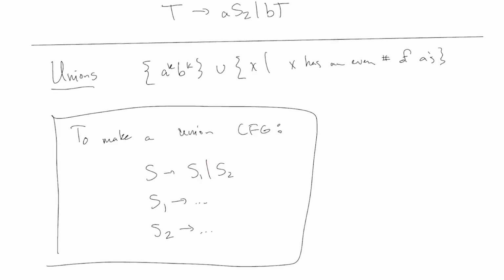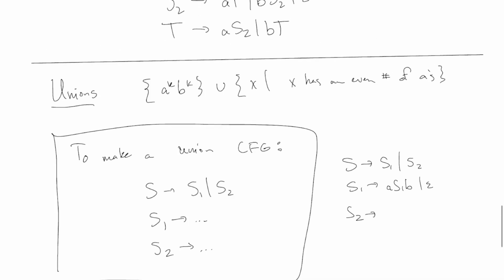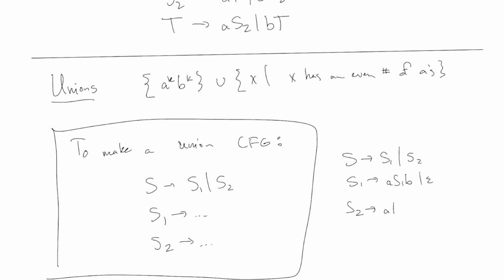So this particular example here, for the union, I would say S goes to S1 or S2. And then the rest of it is exactly the same as when we did this example a moment ago. S1 is the first grammar, that's A, S1, B, or epsilon. And then S2 is the second grammar, that's whatever it was. That was more complicated. A T or B S2 or epsilon, and then T goes to A S2 or B T. Yeah. All right? This is how to do a union.